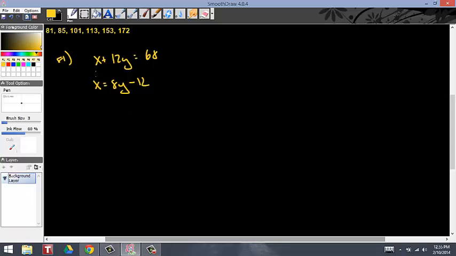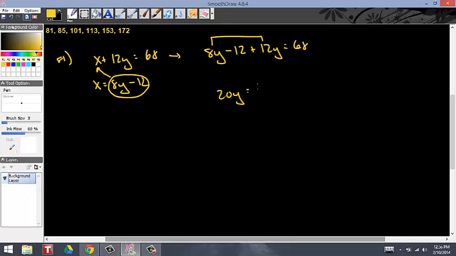Okay, because x is already isolated in the bottom equation, I'm going to take this 8y minus 12 and I'm going to plug it in. I'm going to use the substitution method. So what I get is 8y minus 12 plus 12y equals 68. These two can combine. I get 20y equals, if I add 12 to both sides, I get an 80, so y should equal 4. So far so good?